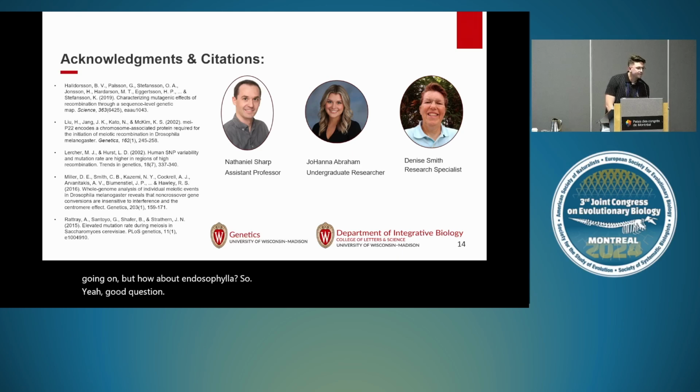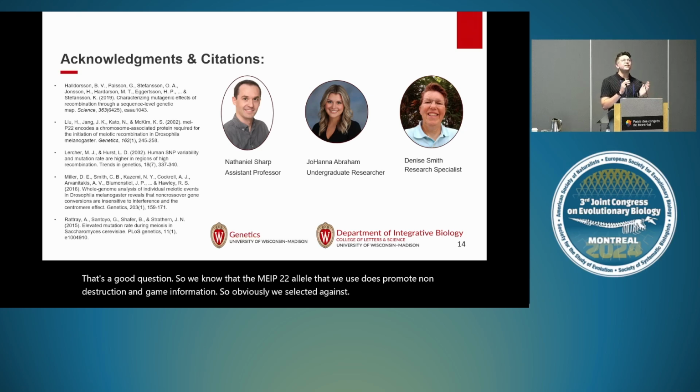Do you know if the mutation has pleiotropic effects on other traits, and whether the flies might be generally unhealthy and thus have more mutations? That's a good question. We know that the MEIP22 allele that we used does promote non-disjunction in gamete formation. Only non-disjunction in the sex chromosomes in Drosophila melanogaster is viable, so we wouldn't see any other cases, but we did select against that. Other than that, I'm not aware of any other well-characterized pleiotropic effects.